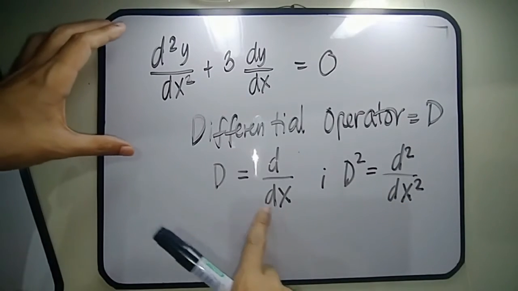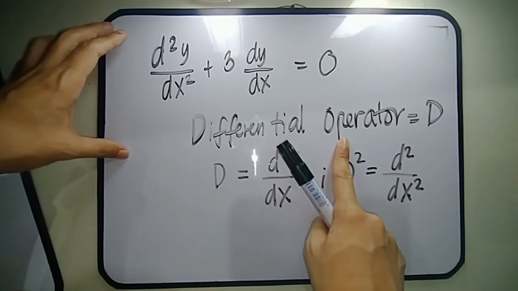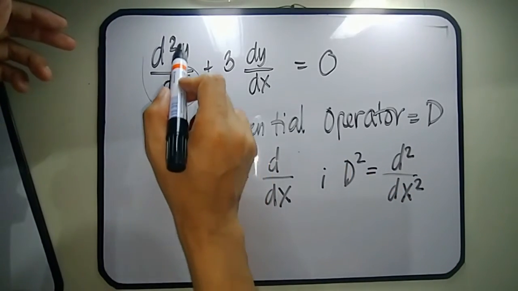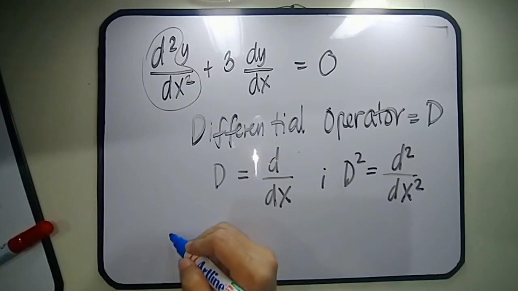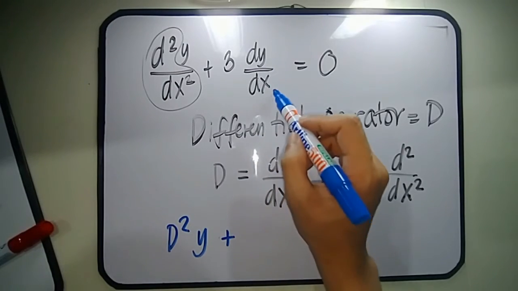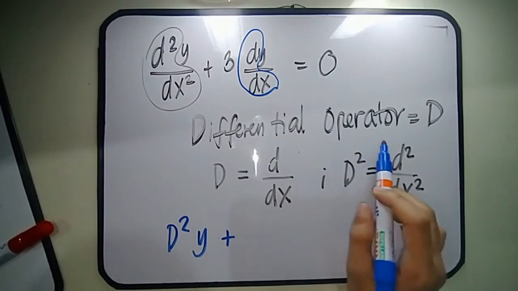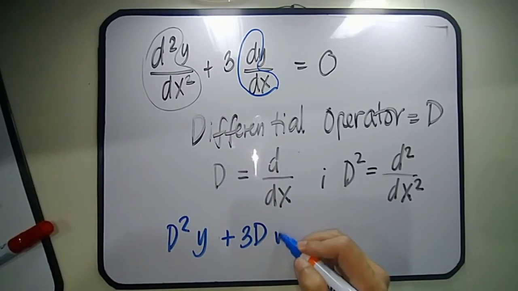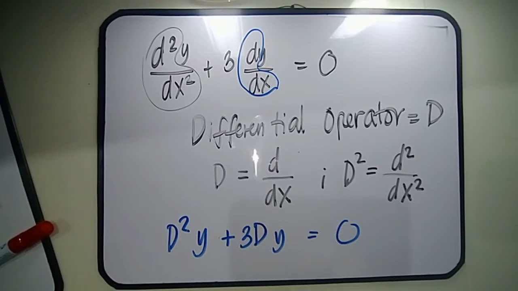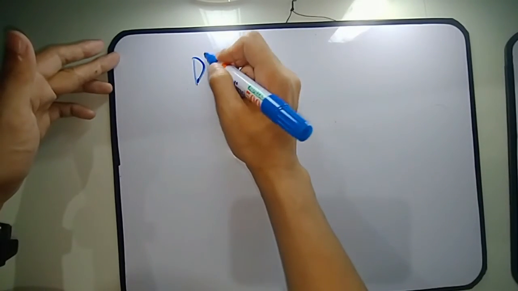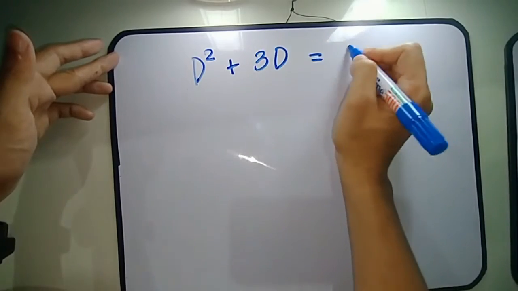Basically, we will just replace these with differential operators, because our solution requires an algebraic solution. So we have this expression. Let's change this to D squared. We have here D squared y plus this expression, a differential operator, which is equal to D times y. So 3D y equals 0. Then we divide both sides by y to eliminate our y variables. So our solution will reduce to D squared plus 3D equals 0.